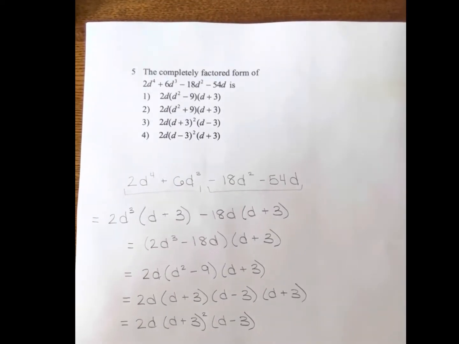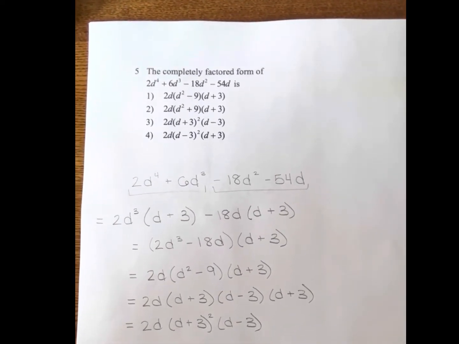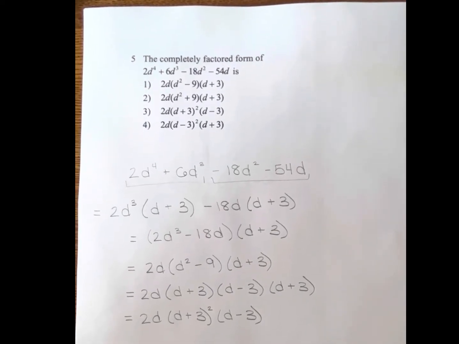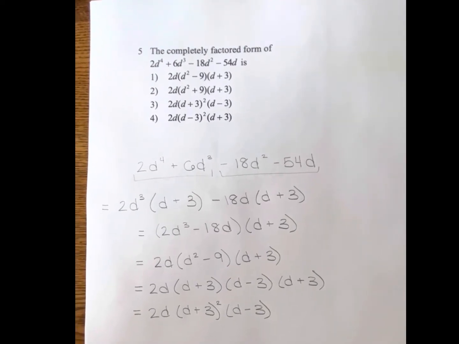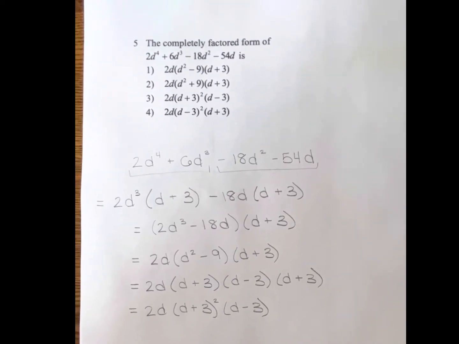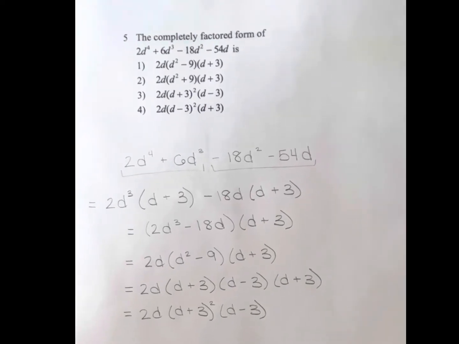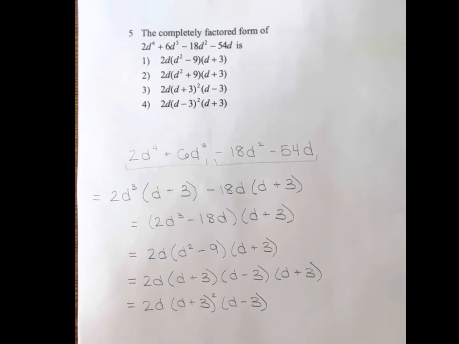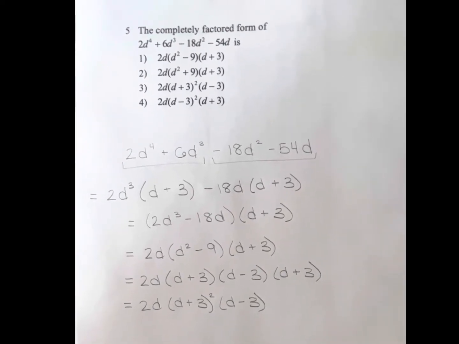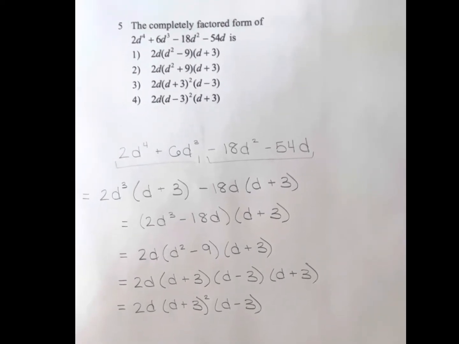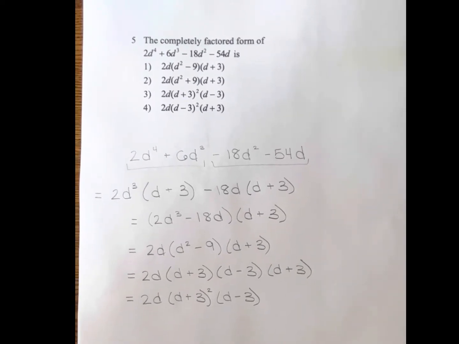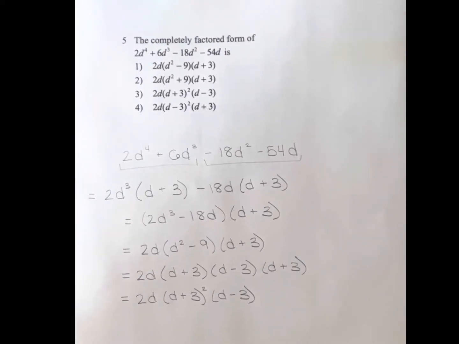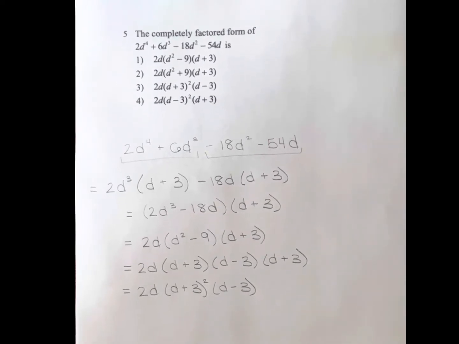For this question, we are going to factor 2d to the fourth power plus 6d cubed minus 18d squared minus 54d. We're going to factor that by grouping. Our first group is going to be the 2d to the fourth power plus 6d cubed. That has the greatest common factor of 2d cubed, and we'll be left with d plus 3. And for the second group, the greatest common factor is negative 18d, and we're left with d plus 3 as well. So we'll have that like binomial, and then we can combine 2d cubed minus 18d.